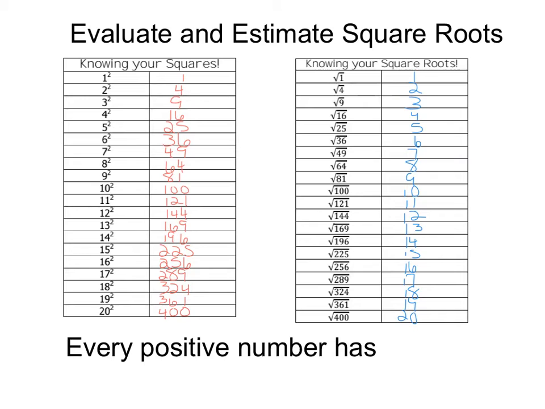Okay, so there are your two tables. There are your perfect squares. There are your square roots. Obviously, they're connected. A square root times itself will give you the perfect square.